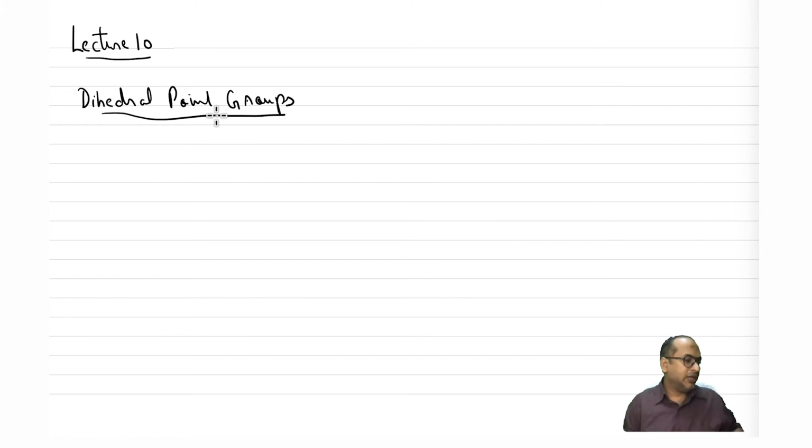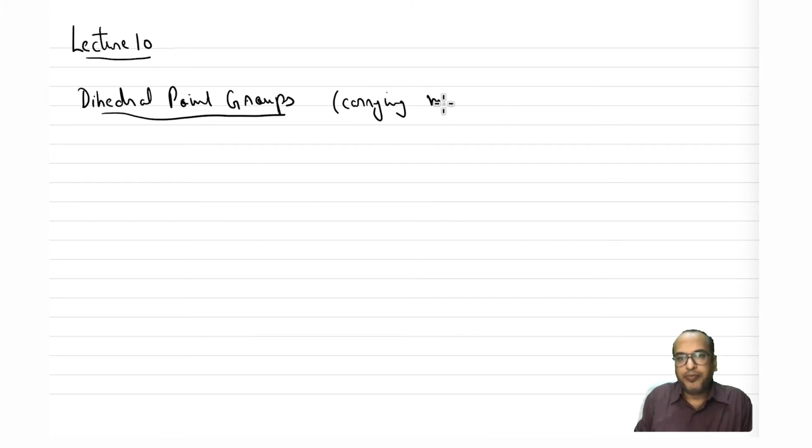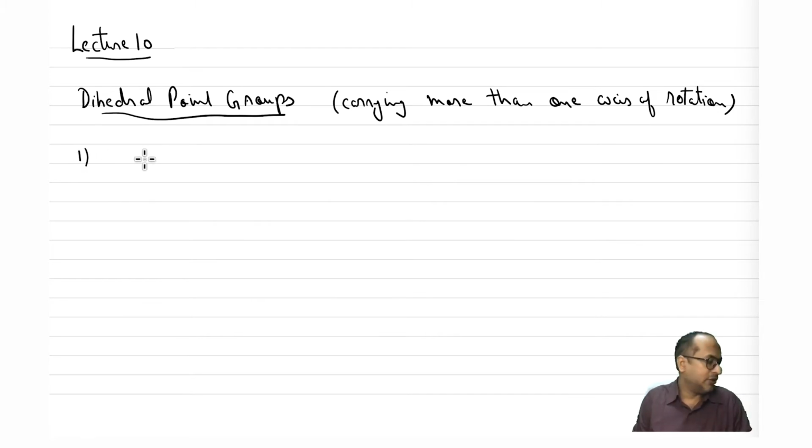So basically, dihedral point groups are carrying more than one axis of rotation. So you can immediately think of many examples that we have already discussed. So let us look at it one by one. So the first category within dihedral point groups is Dn.